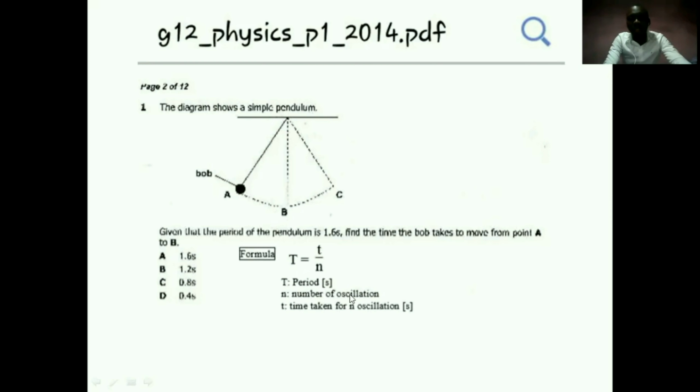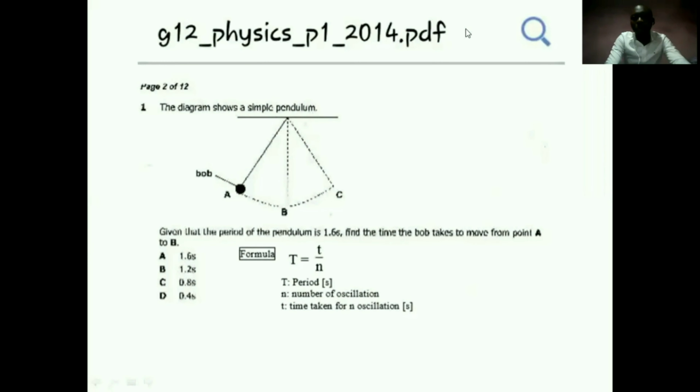When solving this problem, we are going to use the formula for period, which is T is equal to t over N. The capital letter T represents the period. N represents the number of oscillations. An oscillation is one complete swing.